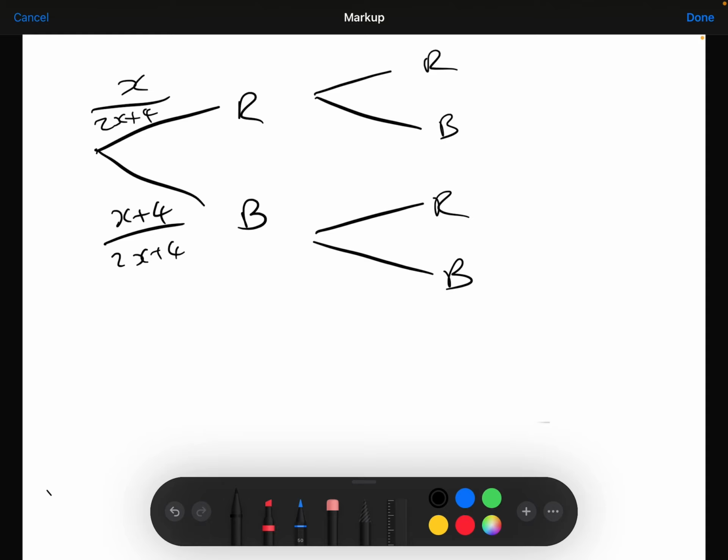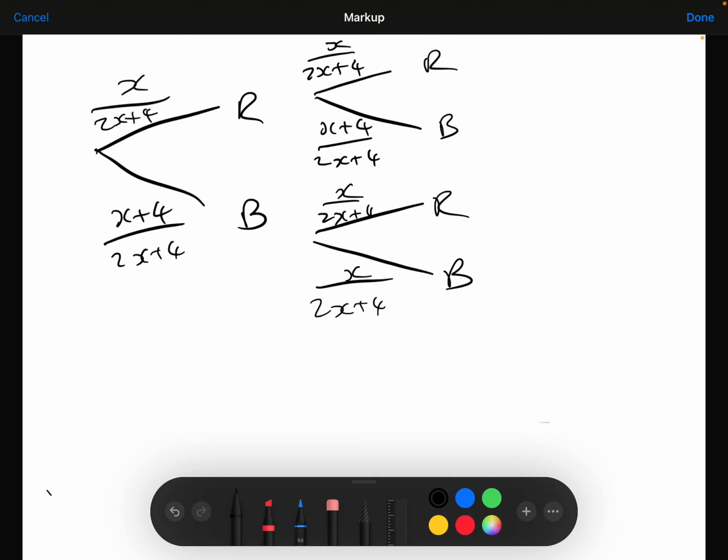Now, considering that the ball is replaced once it's taken out of the box, that would mean that the second set of probabilities will be exactly the same as the first set. So this will be an X out of 2X plus 4. This will be an X plus 4 out of a 2X plus 4. Again, similarly, these will be the same.